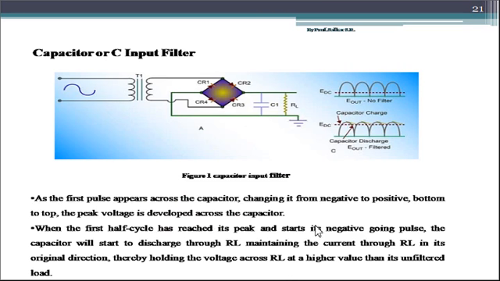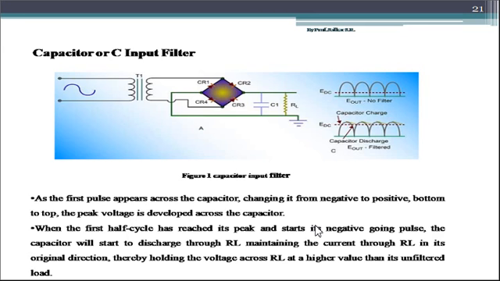So when we learn about filters, we have to keep in mind that filters are circuits connected immediately at the output of the rectifier in the power supply. And what is the work of the filter? The work of the filter is to reduce the ripples present at the output of the rectifier. That is, the filters make the output of the rectifier more pure.